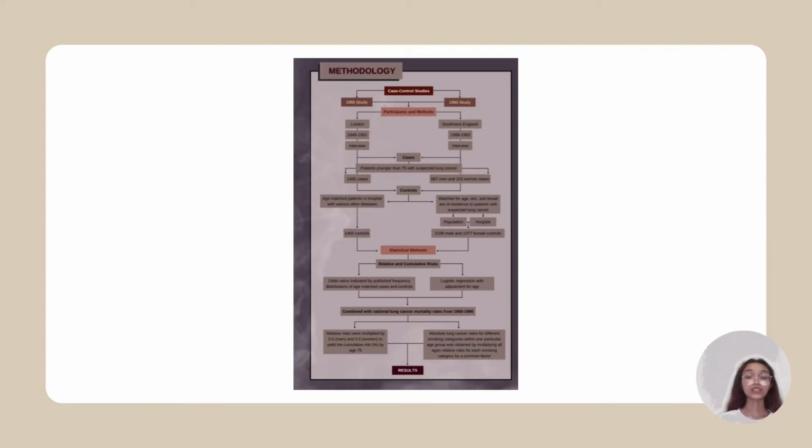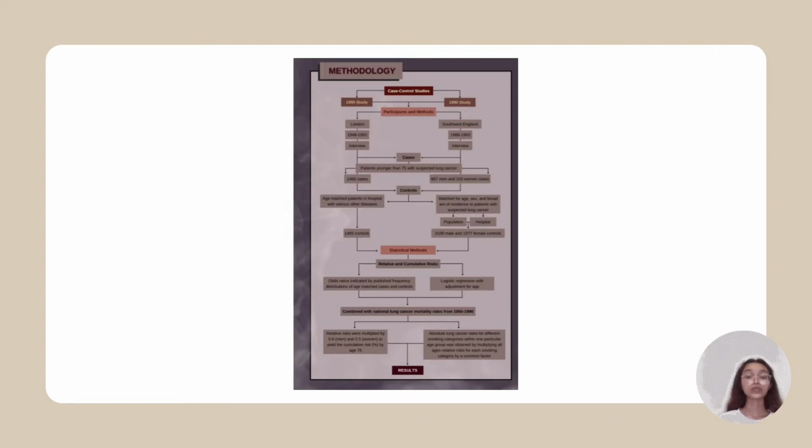The two investigations, however, used various controls. Age-matched hospital patients with a variety of different disorders were present in the 1950 study. There were also 1,465 controls in total, while participants in the 1990 study were matched to patients with probable lung cancer in terms of age, sex, and general location of residence. The controls in the 1990 study were also divided into two, population control and hospital control. It had a total of 2,108 male and 1,077 female controls.